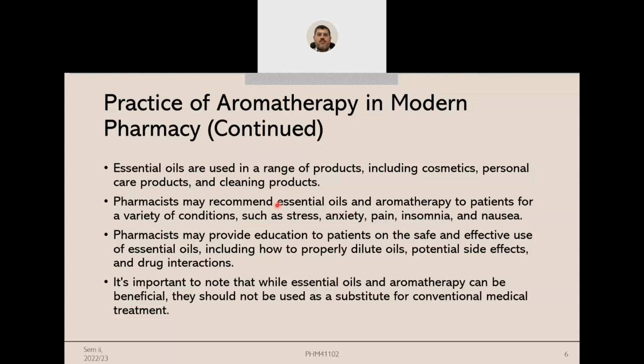They may be recommended by pharmacists for patients for a variety of conditions like stress, anxiety, pain, insomnia, nausea. Pharmacists may provide education to patients on the safe and effective use of essential oils, including how to properly dilute oils, about their side effects, and about their drug interactions. It is important also here to note that while essential oils and aromatherapies can be beneficial, they should not be used to substitute conventional medical treatment. So, as we said, their place in therapy is still as a complementary medicine, not as a substitute.